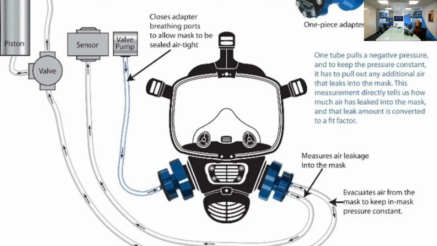Our triple tube assembly has one line that's sealing off the adapter breathing ports, and then a dual tube with one side measuring any air that is leaking into the mask, into the respirator, and another that's evacuating that leaked air and maintaining a negative pressure within the respirator. So we didn't change anything about how CNP is actually challenging your respirator. We believe it's already challenging in the most accurate and reliable way, but we have really done a lot to upgrade that user experience and the usability in the QuantiFit2.